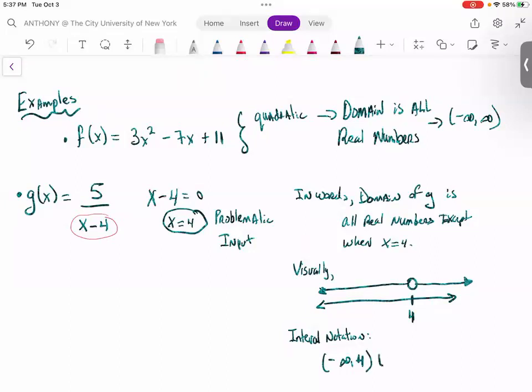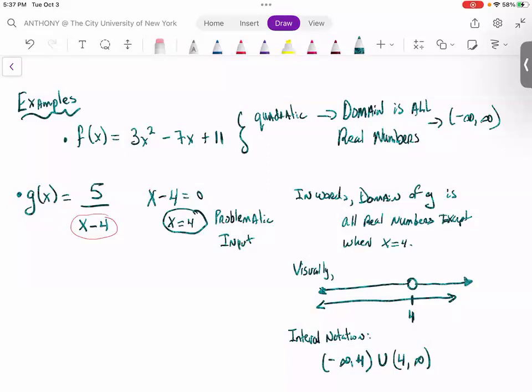Union, everything to the right of 4. So that will be from 4 to where? Infinity. And I also use parentheses because 4 is not being included. So that is the second example.